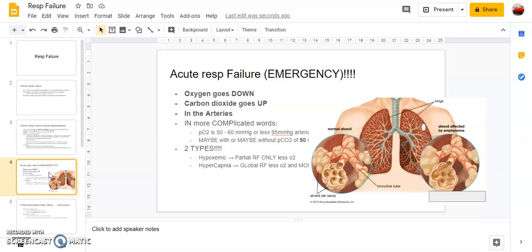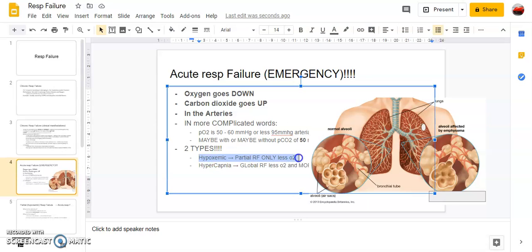What do I mean by emergency? This means acute. Again, you're getting low O2 and high CO2, but acute respiratory failure, in comparison to chronic respiratory failure, can be divided into two types. It can be hypoxemic or hypercapnic. What does any of that mean? Hypoxemic, which I mentioned over here, is the one that tells you there is hypoxia, but you're having normal CO2. So your O2 is less, but your CO2 is good. Hypercapnia, otherwise known as global respiratory failure, is when O2 is less, but CO2 is very high. So that's the main thing.